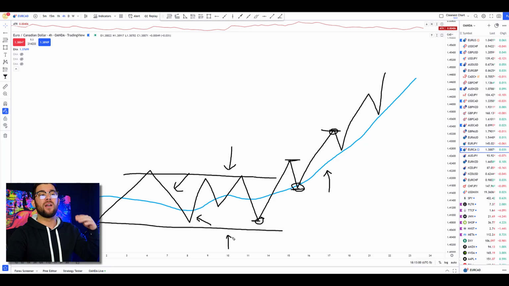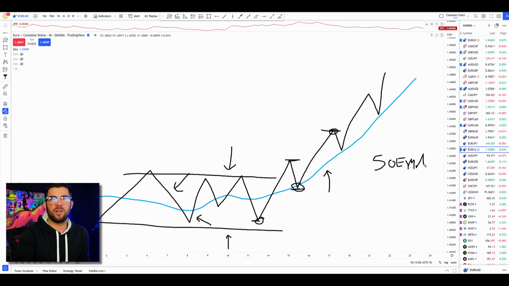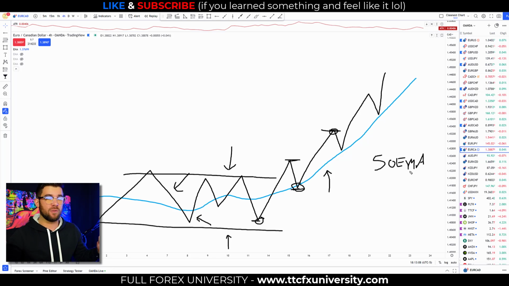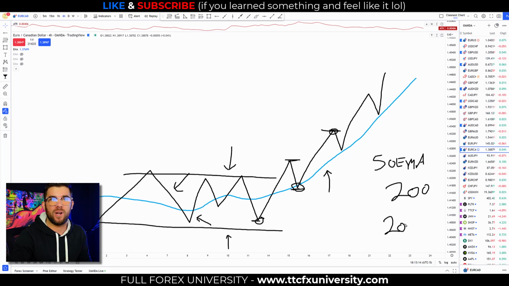And in case you're wondering, my favorite moving average to use for trend is the 50 EMA. There's some people that look at trends as more of a long-term spectrum. They may choose to use the 200. There's people that look at more of a short-term spectrum. They may choose to use the 20. But my favorite, and the one we'll be using today for trend identification, is the 50 EMA.